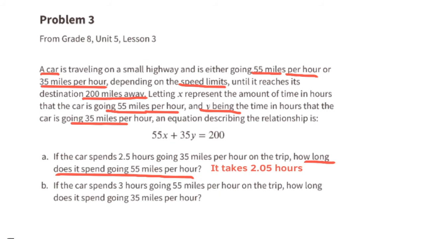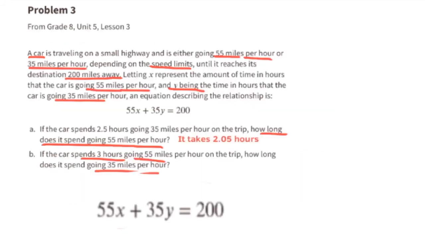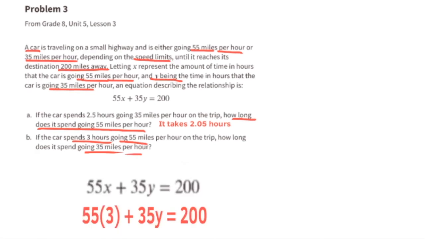B. If the car spends 3 hours going 55 miles per hour on the trip, how long does it spend going 35 miles per hour? Let's start with the original equation, 55x plus 35y equals 200. Now we're going to substitute the x with a 3 to represent the 3 hours going 55 miles per hour on the trip. 55 times 3 equals 165. So now the equation reads 165 plus 35y equals 200.